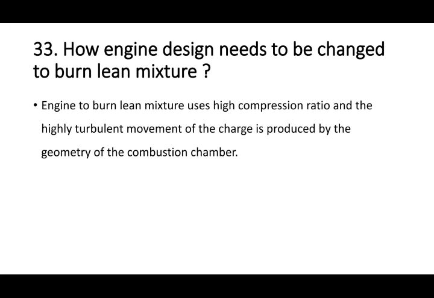Next question. How does engine design need to be changed to burn the lean mixture? So there are two types of mixture, rich mixture and lean mixture. Rich mixture contains more amount of fuel, whereas lean mixture contains more amount of air. So how does engine design need to be changed to burn the lean mixture? So an engine to burn the lean mixture uses high compression ratio. So very first thing, we can use a high compression ratio engine. Then the highly turbulent movement of the charge is produced by geometry of the combustion chamber. Again, you can change the geometry of the combustion chamber, and with that you can burn the lean mixture.